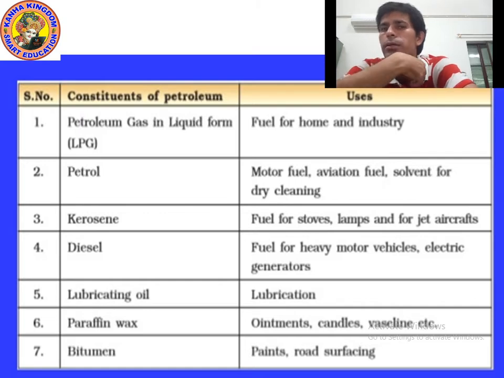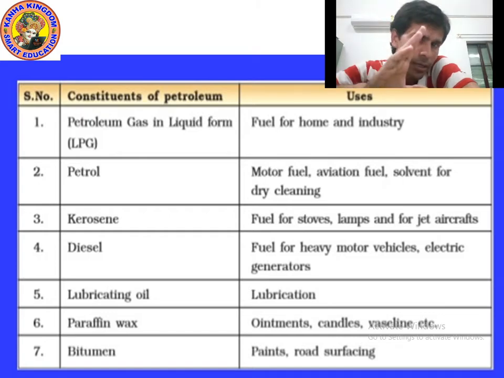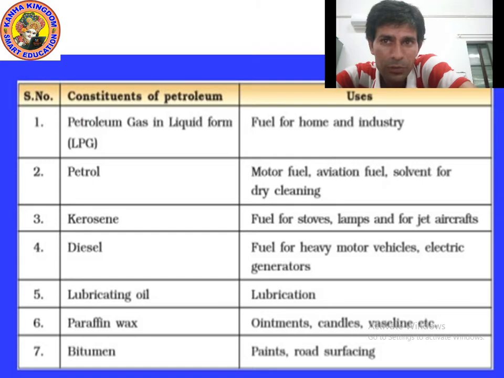Okay, petrol. You already know about petrol. Petrol is used as a motor fuel, as a solvent for dry cleaning, and as aviation fuel. Kerosene is a fuel used for stoves, lamps, and for jet aircraft. Remember this point. Diesel, kids, is used in heavy motors like trucks and buses, and it is also used for electric generation. In a generator we use diesel.